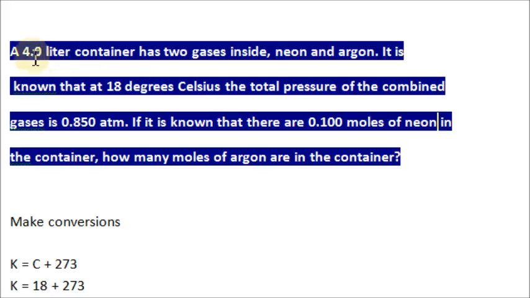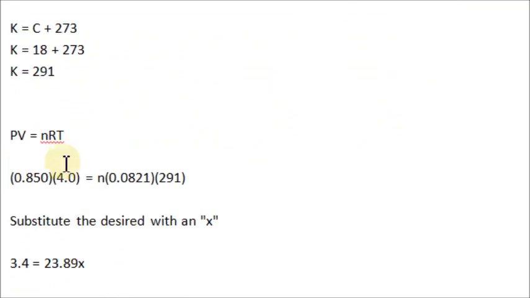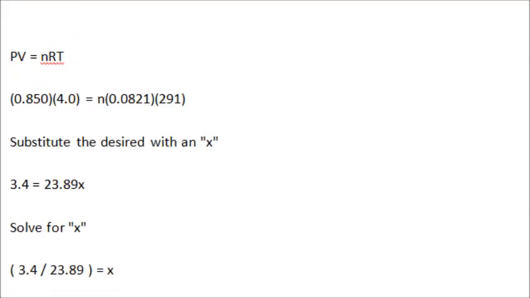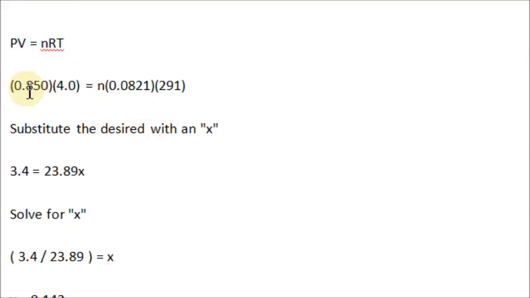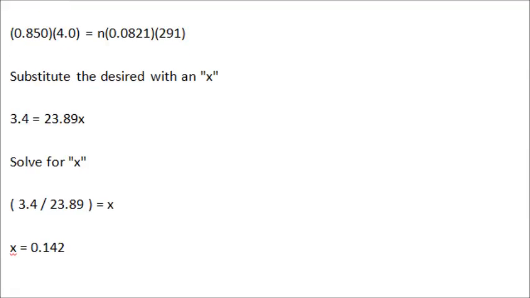Anyway, we are given volume, temperature, and pressure, and we always know R. So in PV equals nRT, we're trying to find n. Just like the last problem, substitute that with an x. 0.85 times 4 equals 3.4. 0.0821 times 291 equals 23.89. Solve for x: 3.4 over 23.89. x equals 0.142.